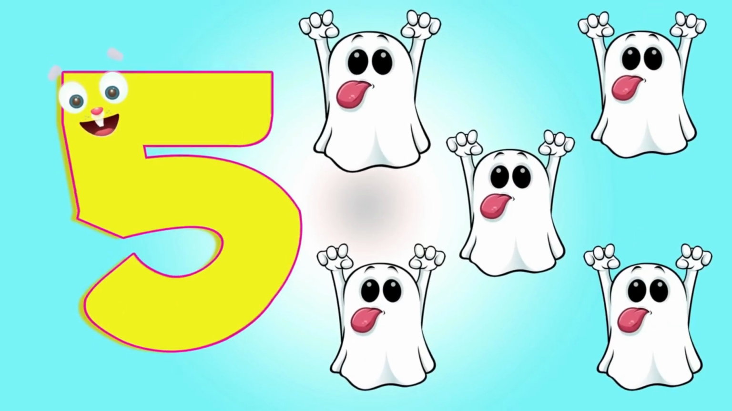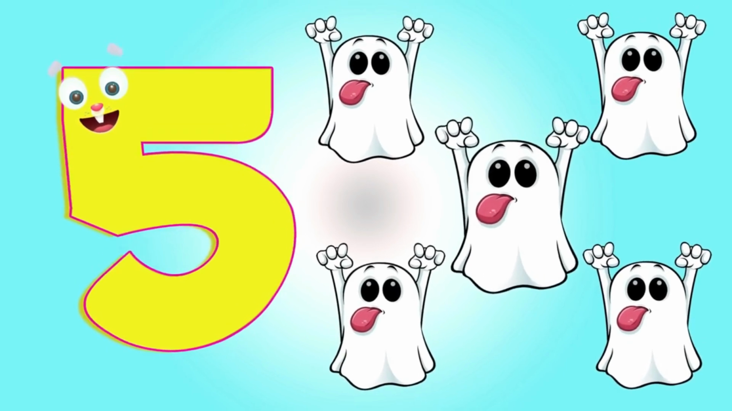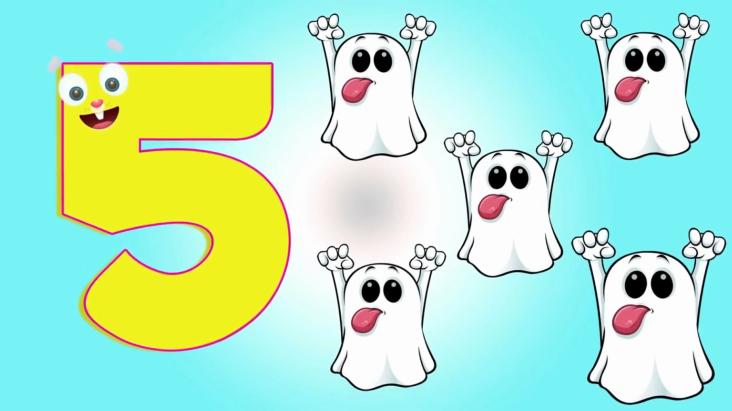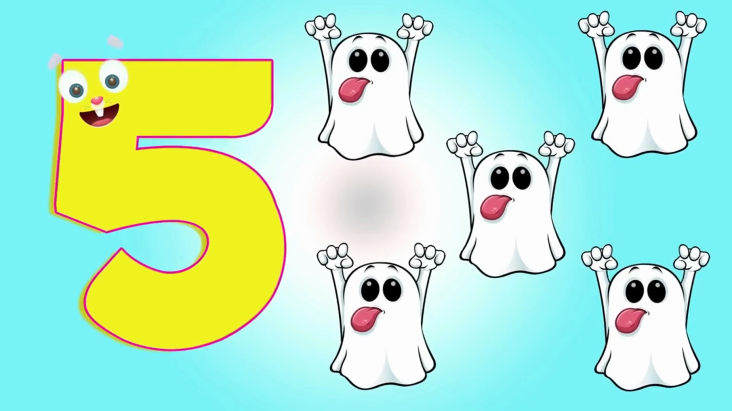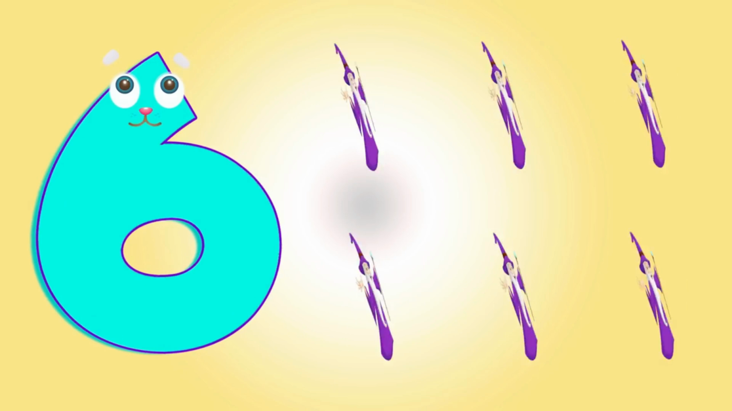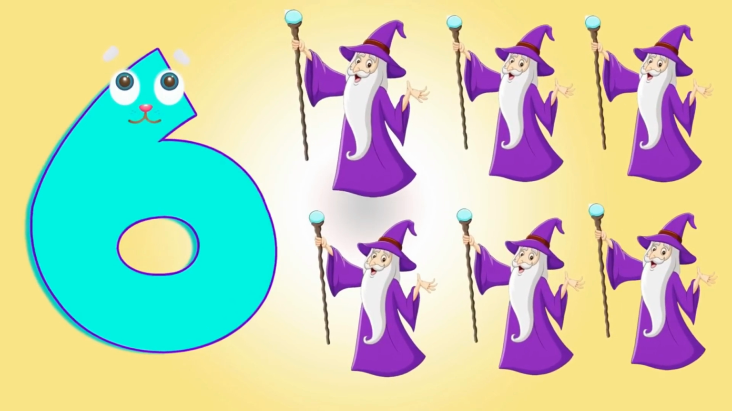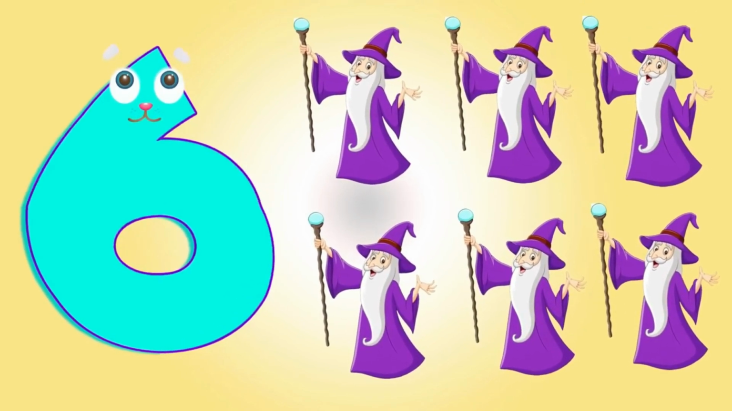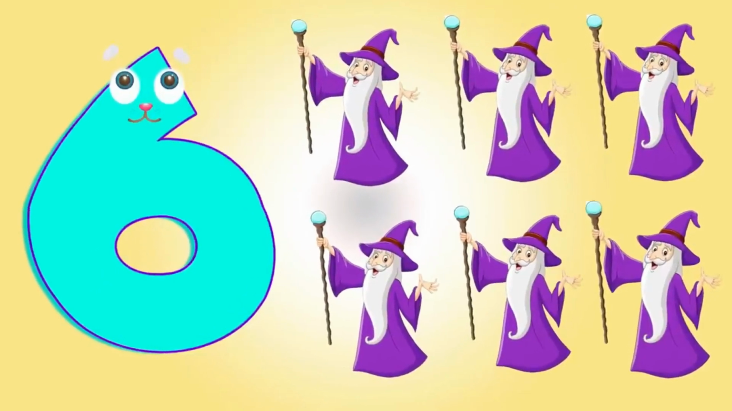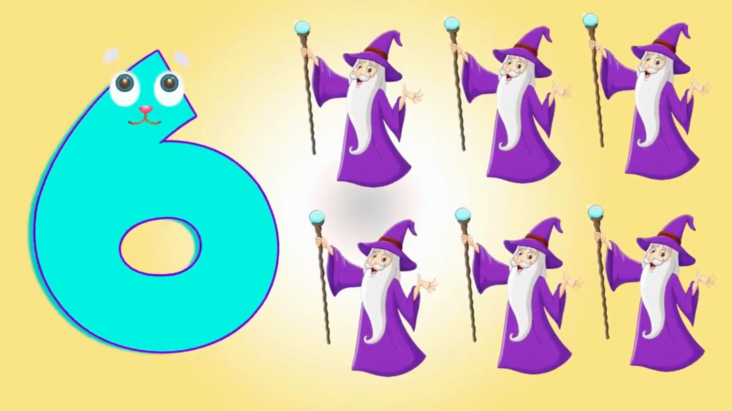This one here is number 5. There are 5 goats. 1, 2, 3, 4, and 5. Here we have number 6. There are 6 wizards. 1, 2, 3, 4, 5, and 6.